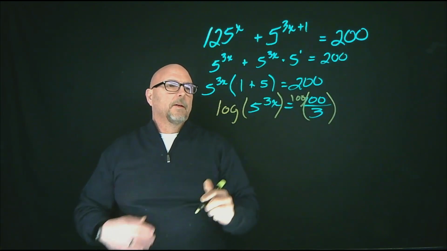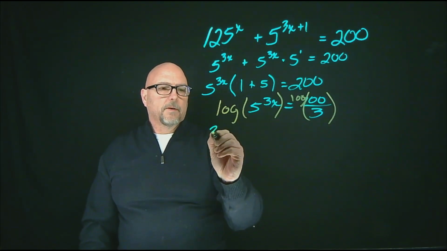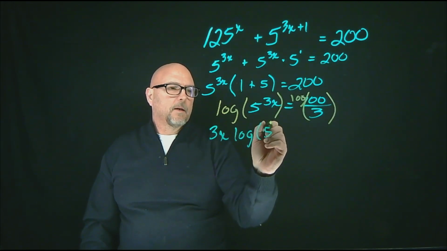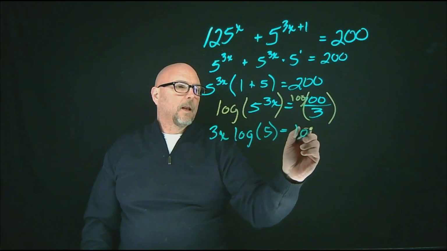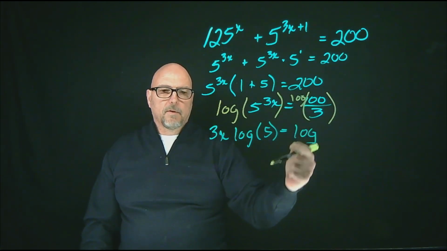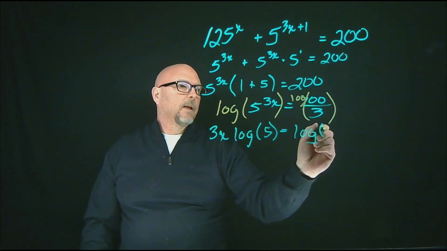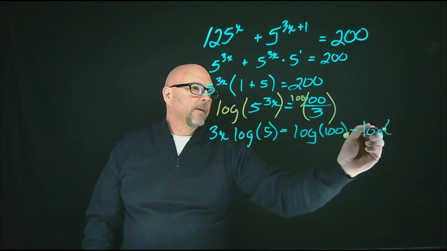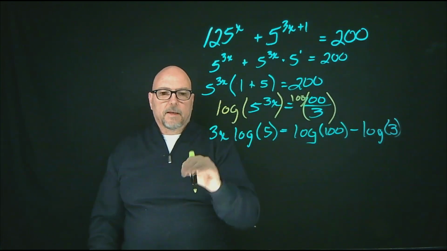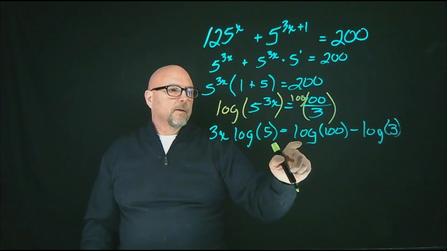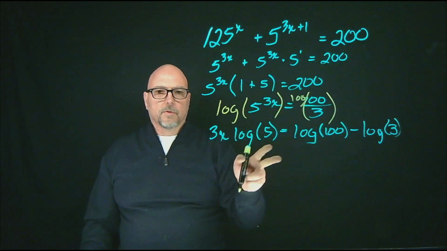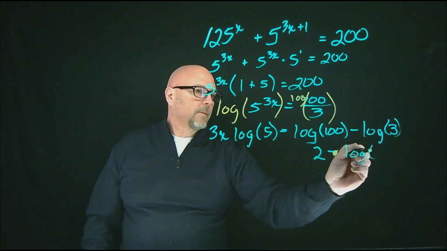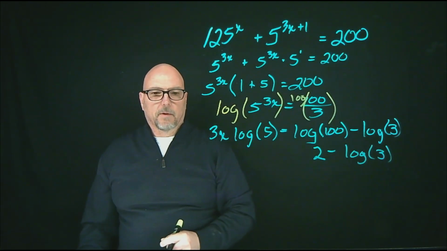Right? We're allowed to do that. So that releases our exponent. So that leaves us with 3x times the common log of 5. And that equals the log of 100 divided by 3. Well, that's the same as the log of 100 minus the log of 3. So that's the step where it gets a little bit different. So a common log of 100 is just 2. So we would just be able to write a 2 in here. And common log of 3, just put common log of 3.